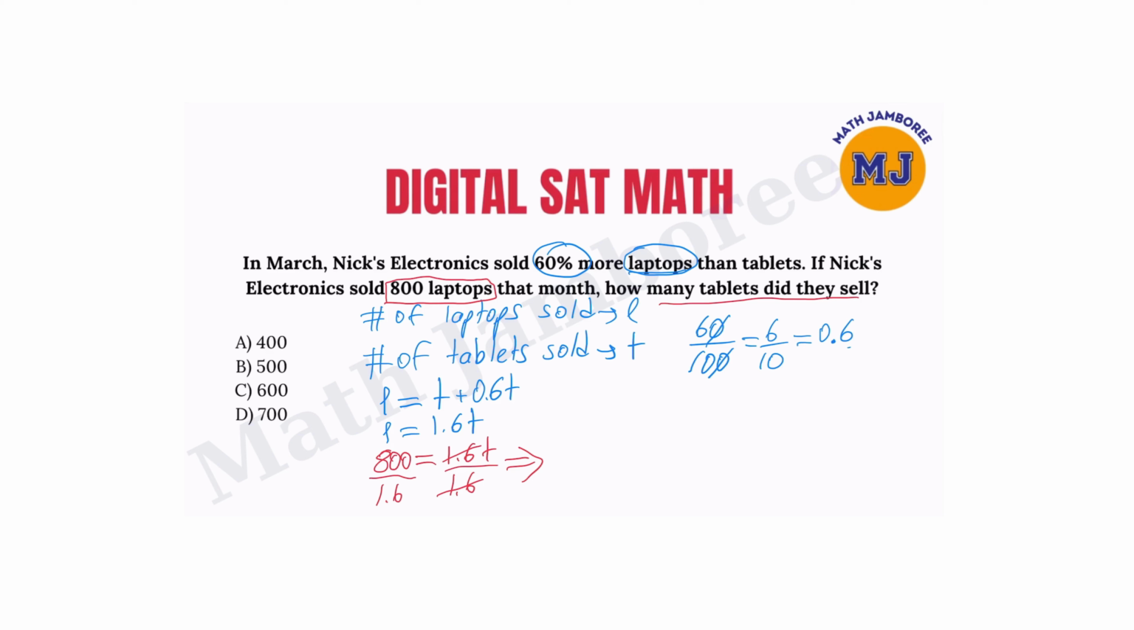During the SAT, you will be allowed to use your calculators. You know that, right? So make sure you use your calculator, and Desmos is available during the test. 800 divided by 1.6 will give you 500 tablets. So the correct answer for this question is choice B.